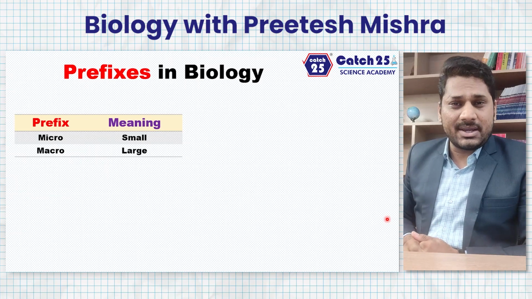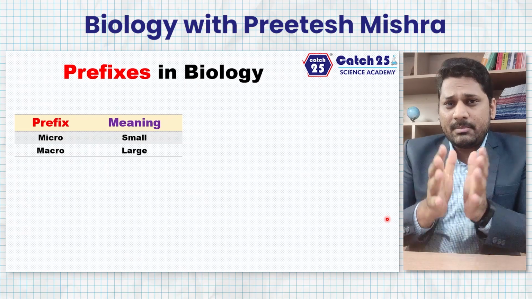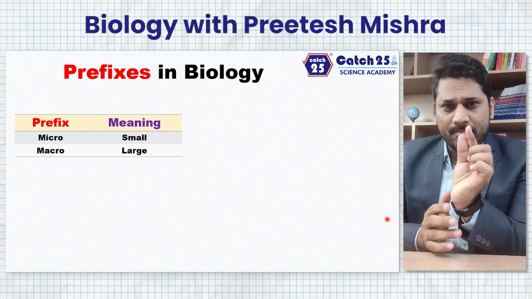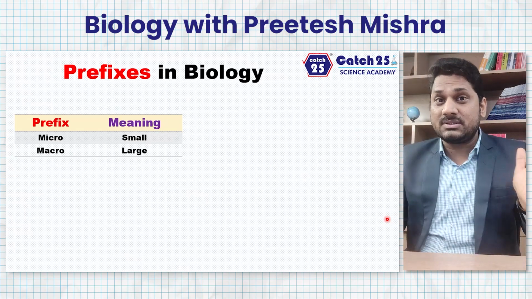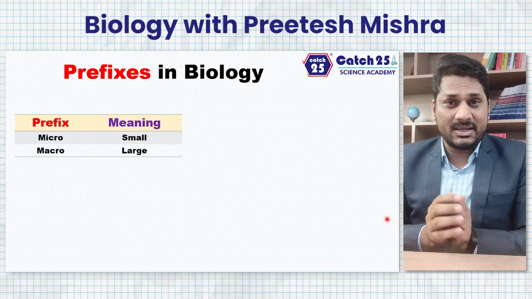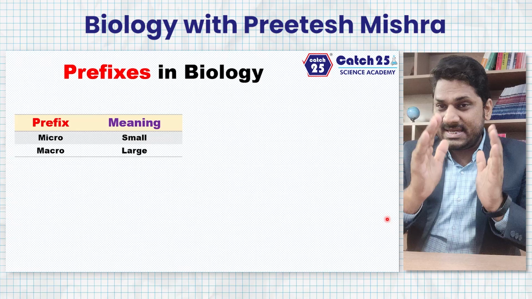Prefix next कौन सा है? Micro and macro. What do I mean by micro? Micro मतलब क्या? Micro मतलब जरा सा. Macro मतलब क्या? बहुत ज़्यादा. Micro means on your screen you can see small. Macro means large. Let us take an example.